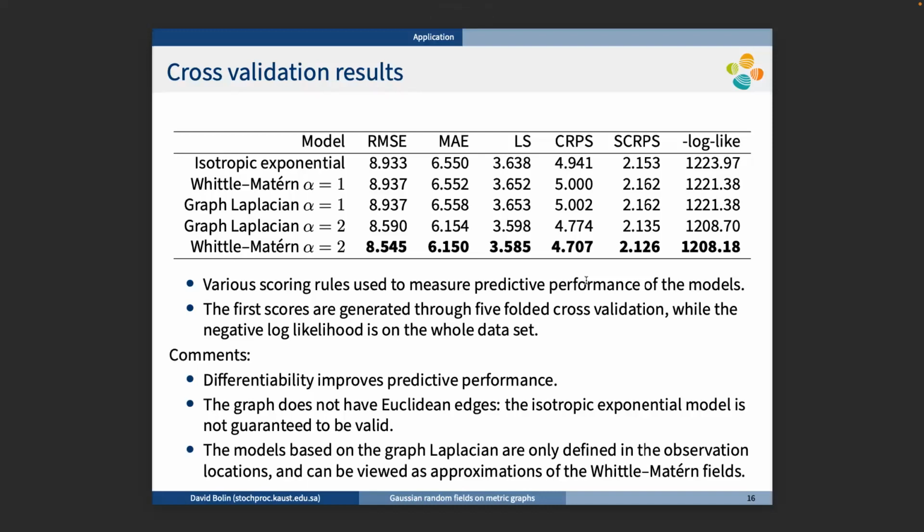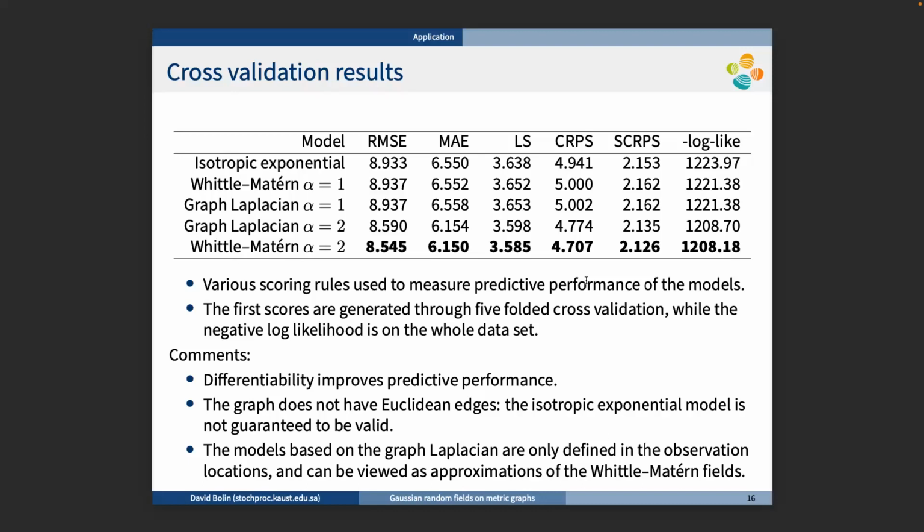Some other comments. This is actually an example of a graph that does not have Euclidean edges, so that top model, the isotropic exponential, is not guaranteed to be a valid model. Also, I haven't mentioned these graph Laplacian models, but essentially you can view those as finite difference approximations of our continuous space Whittle-Matérn fields.